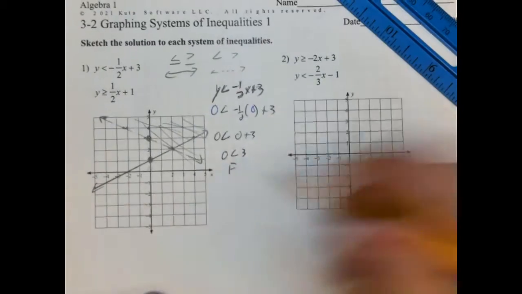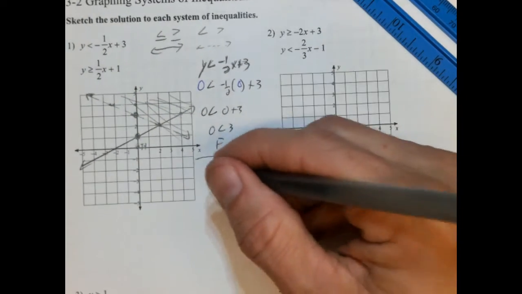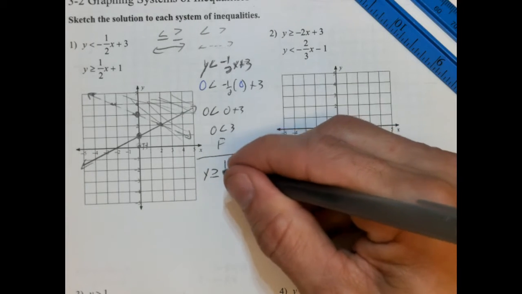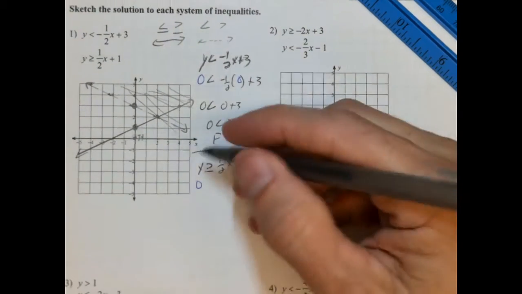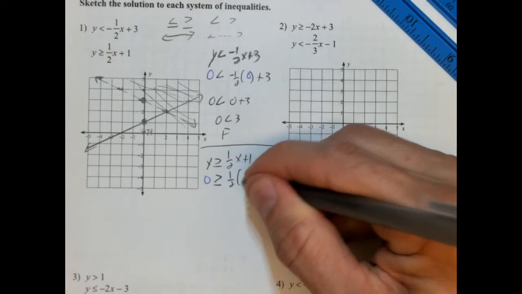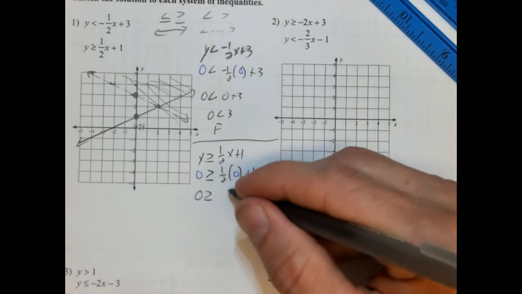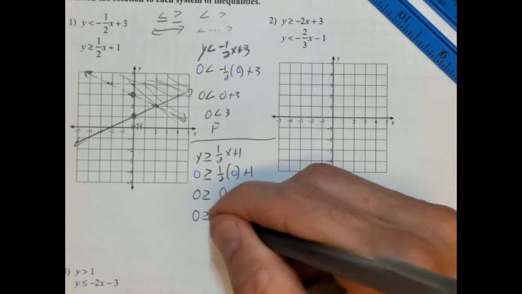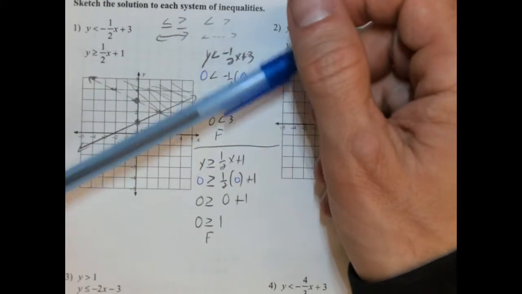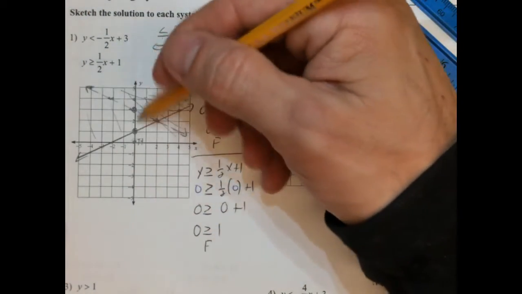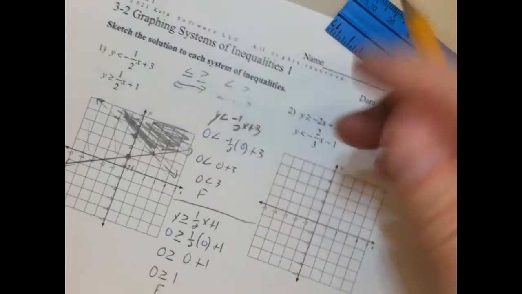And now we need to use our test point again. So here's our test point. y is greater than or equal to 1/2 x plus 1. We're going to plug in 0 for our x and y because that's our test point. So 0 is greater than or equal to 1/2 times 0 plus 1. 0 is greater than or equal to 1. That's a false statement. So that means we're not going to shade towards the test point. We're going to shade away from it. So we're actually shading this way. So this is what they have in common, right here, because that's where they both shade.